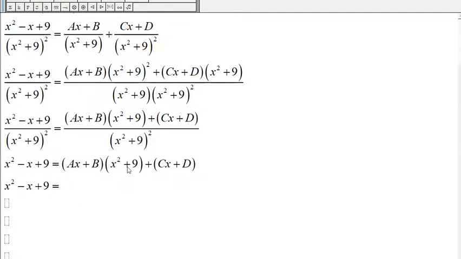And then multiply this out. So ax times x squared would be ax to the third. And then ax times 9, so it'd be 9 times ax. And then plus bx squared. And then plus 9b and then plus cx and plus d.